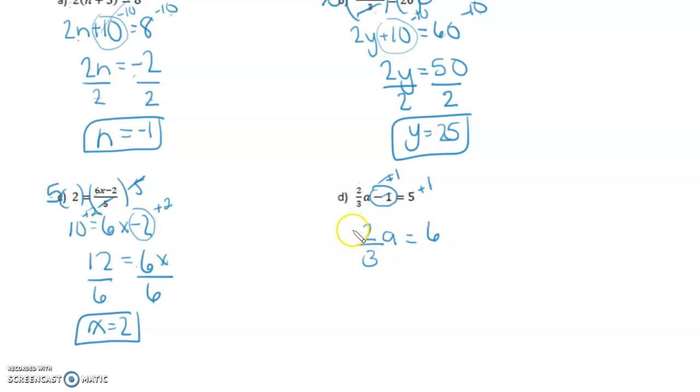We get 6. Now, 2a is divided by 3, so we're going to multiply by 3, which is the opposite, so that denominator cancels. Now I get 2a equals 18, right? 6 times 3 is 18. Divide both sides by 2, and we get a equals 9.